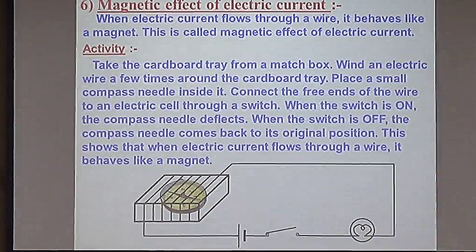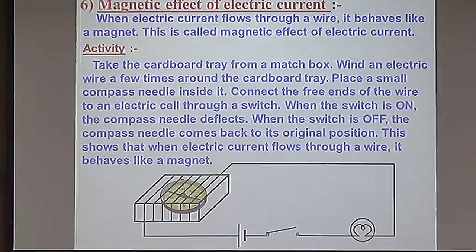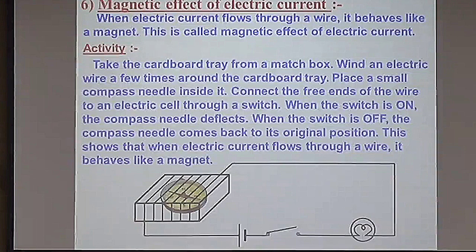The moment current starts flowing through this circuit, we see that the compass shows deflection. If it is showing deflection, this means there is a magnetic field surrounding that area. That is why the needle of the compass starts deflecting. So this shows us that whenever electric current passes through a wire, it produces a magnetic field or magnetic effect. Therefore the magnetic needle of the compass shows deflection.